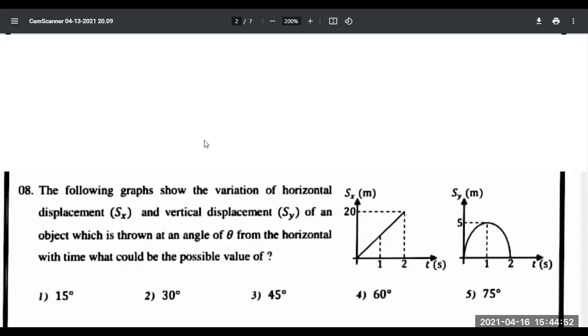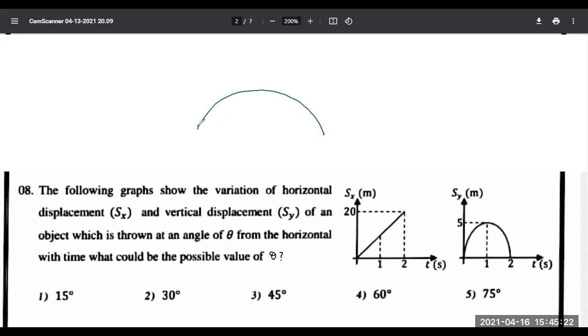The following graphs show the variation of horizontal displacement and vertical displacement of an object which is thrown at an angle of theta from the horizontal with time. What can be the possible value of theta? I think they are talking about theta. There's a printing error here. They must have given theta. So let's add that in the question, because the answers are in angles. Theta. Okay. Right.